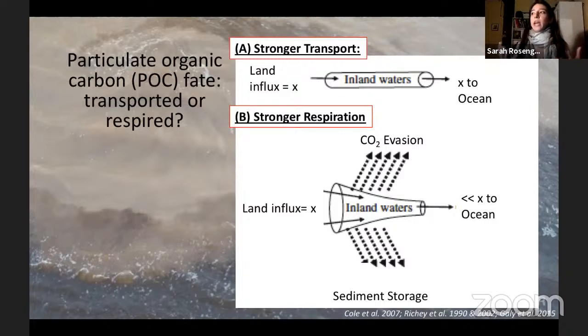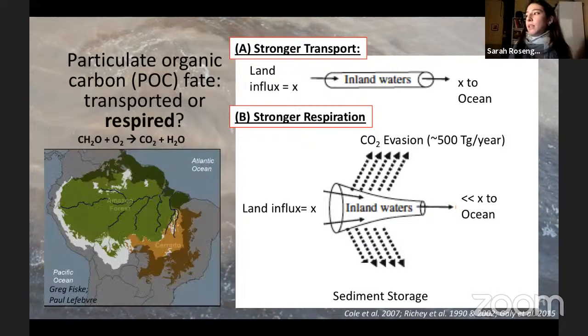Scenario A is one extreme. In scenario A, the transport term is really strong, meaning that whatever gets mobilized from land into rivers ends up being preserved and buried in the coastal ocean. And then scenario B, the other extreme, is that much less gets buried compared to what's mobilized because of processes that are happening in between, like carbon dioxide evasion due to respiration or sediment storage in the floodplains in the river basin. So in the end, less gets buried compared to what gets mobilized. The Amazon River for decades has been considered closer to scenario B.